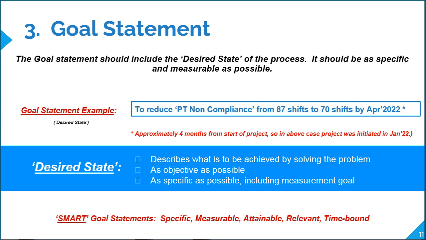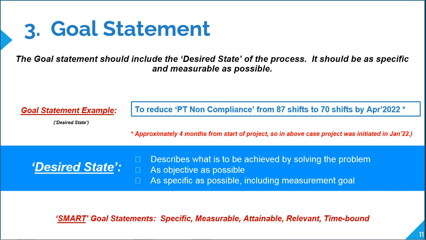So the goal statement should be as specific and as measurable as possible. That's the clarity, right? As we say, the project charter provides ultra clarity of the problem. That's the characteristic of the project charter, and these elements of the project charter are proving that characteristic. So it has to be as clear as possible, and that is why the goal statement is supposed to be specific and measurable. Let's take an example of a goal statement here. To reduce processing time non-compliance from 87 shifts to 70 shifts by April 2022. That is roughly a 20% reduction.